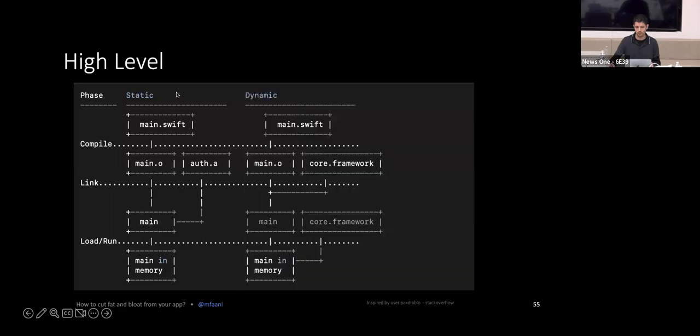Now, if we do this for a dynamic library, which we just renamed to core.framework, once you want to link this, the linking is deferred to the time that the app is getting launched. So a dynamic library will be its own separate binary. There are some pros and cons to this, which we'll discuss in a bit.